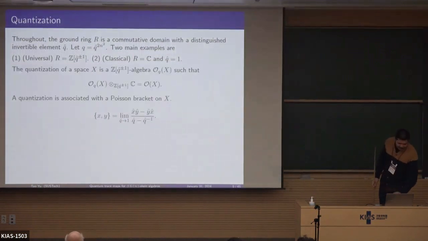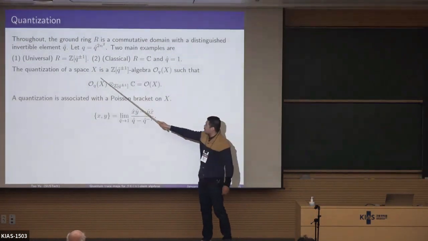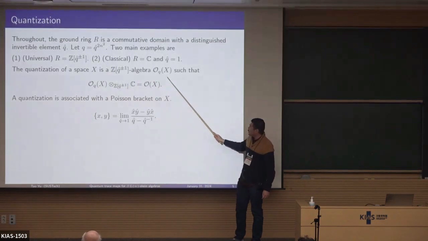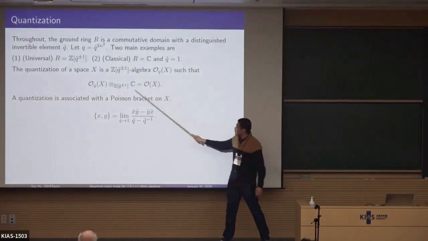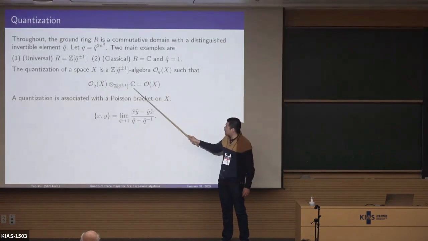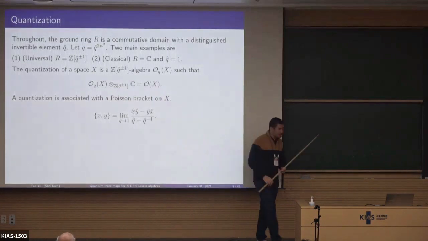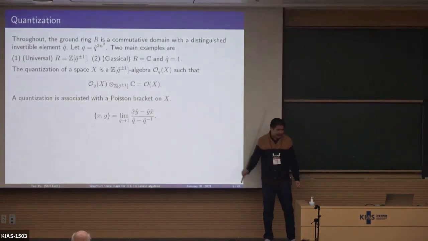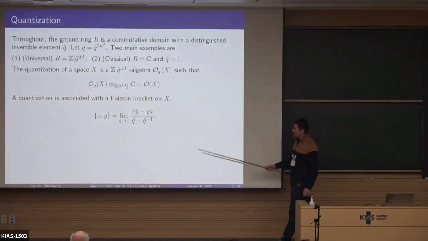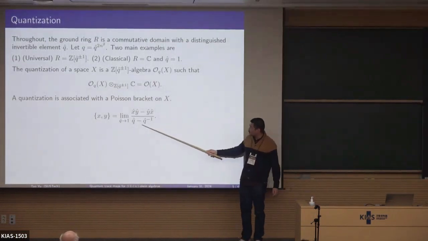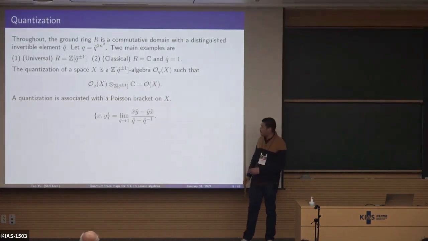And just to be clear on what we mean by quantization, starting with a space, we're looking for an algebra over this universal ring, depending on this parameter Q, so that when you form this tensor product, Q acts as 1 in C. So in the tensor product, we're setting Q equal to 1, and we need to recover the classical algebra of functions.